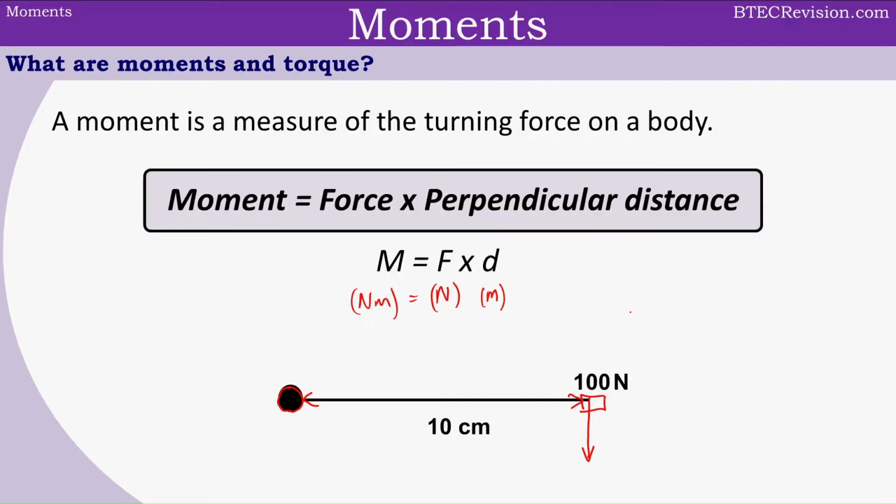Now, in order to calculate the moment, we can write moment equals force times perpendicular distance, and that's equal to 100 newtons of force multiplied by a distance of 10 centimeters. And we know a centi is equal to 10 to the power of minus 2. Calculating this, we get 10 newton meters.